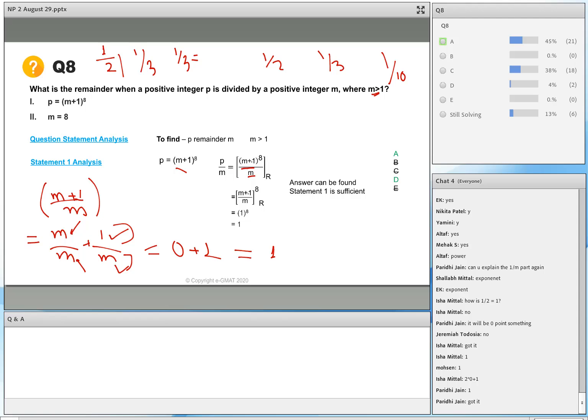Perfect. Thank you, Isha, for writing that out. That really helps a lot. Okay, so the final remainder is equal to 1.